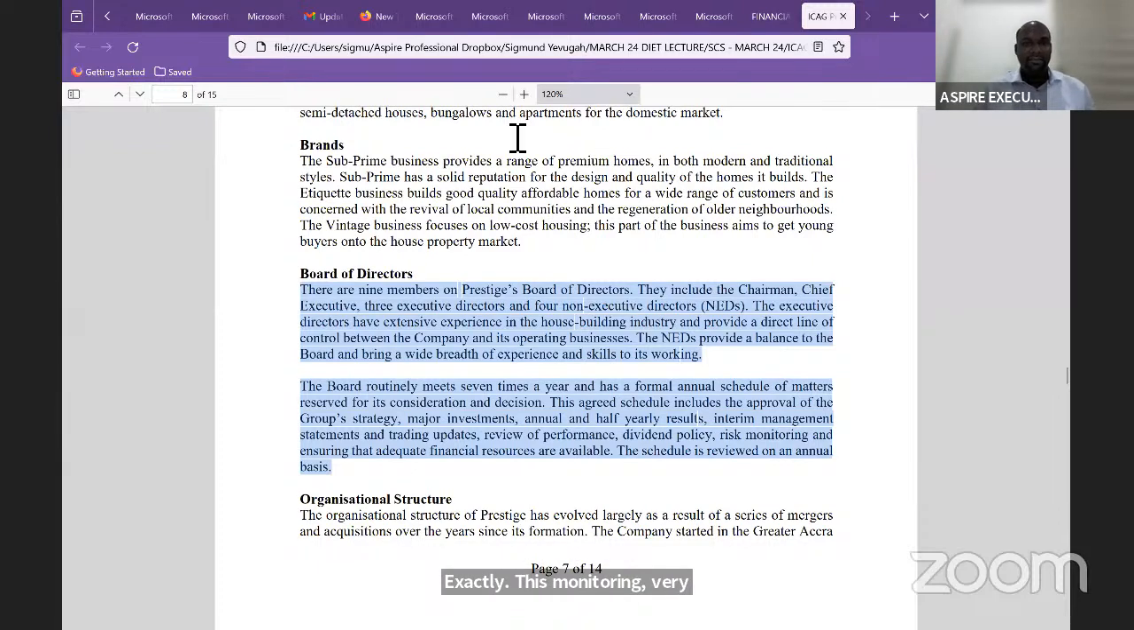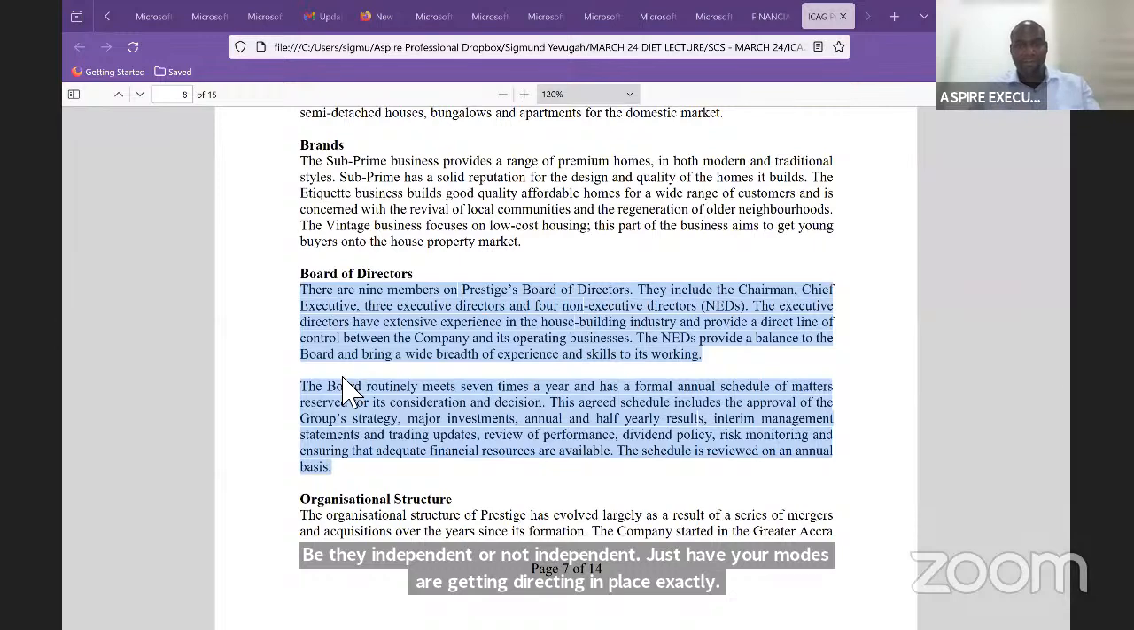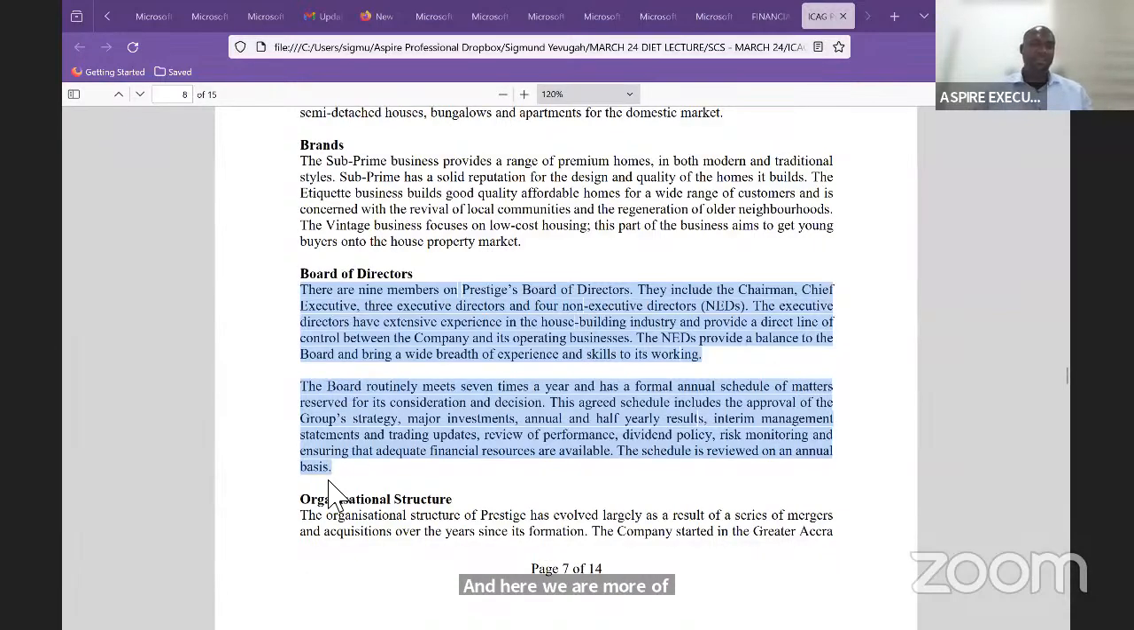And maybe later when we meet, we'll discuss that. Exactly. So somebody said the case didn't mention independent or non-independent. Yes. I remember there was some time back a question on the factors that make a director independent. The code didn't state that there should be a majority of independent non-executive directors. Exactly. The code emphasizes non-executive directors. Be they independent or not independent, just have your non-executive directors in place. Very good. And here we have more of them than even the executive. So that is very laudable.